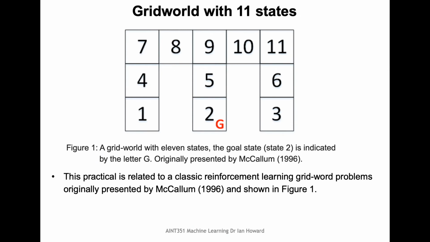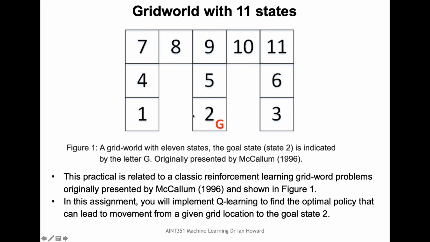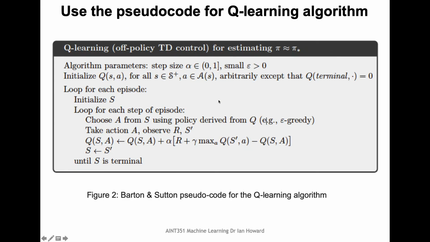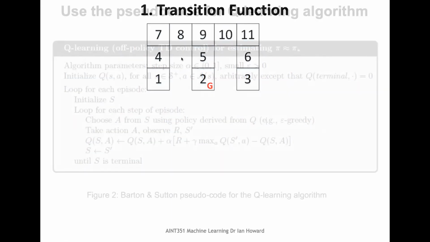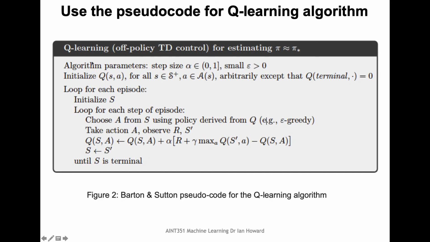You'll be doing some practical work on the McCallum maze, because it's quite a nice little grid world. The idea will be, from any given starting position, you want to get to the goal state. You'll need to implement Q-Learning in order to find an optimal policy that will move you to the goal state from any starting position. Pseudocode, well, we've been through that already, but basically you need to follow the pseudocode and implement it in order to do this.